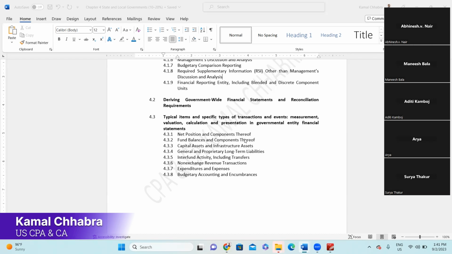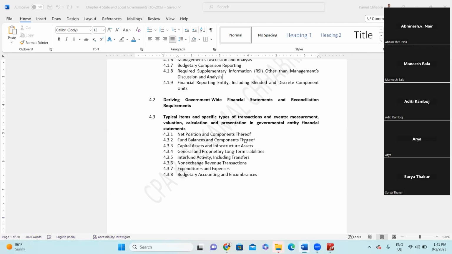So this one is very important. Then after, typical items and specific types of transactions and events, which include measurement, valuation, calculation and presentation in the government entity financial statement. Those are all topics we'll be studying, right? Which include net position and components thereof.